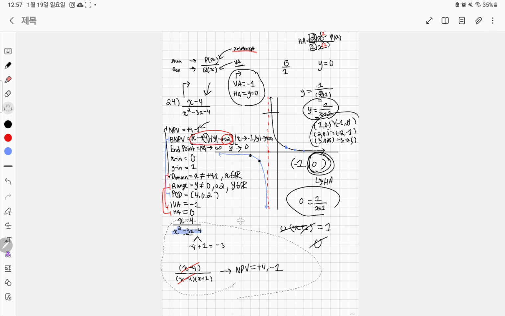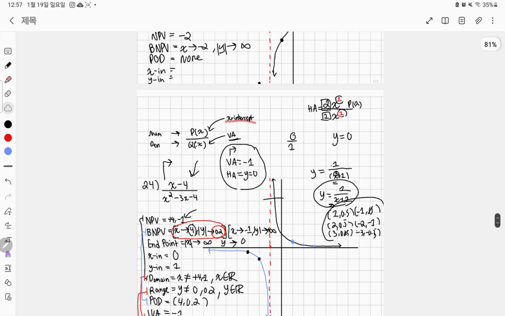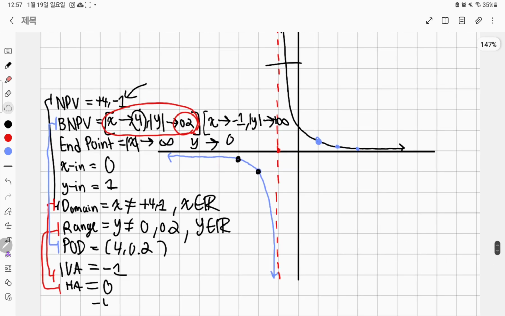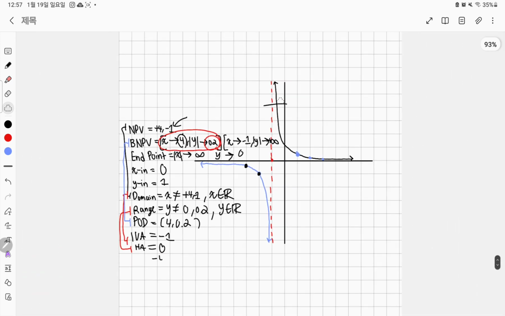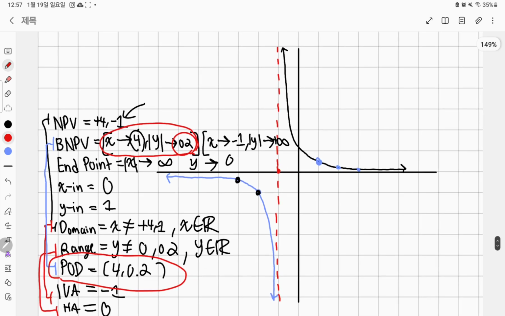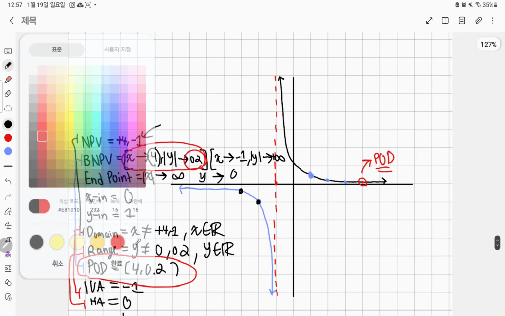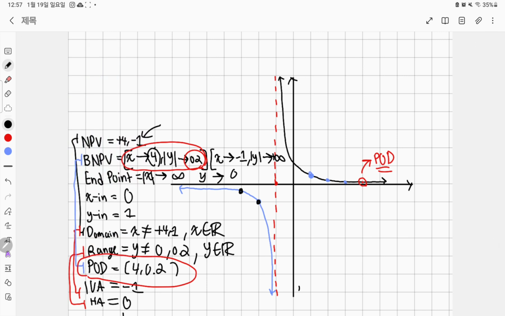Let me just erase all the unnecessary parts. Okay, so here is our final value. One last thing, you know this POD here? 4 and 0.2? 4 is going to be here and 0.2 is going to be here. So this part is our POD. Okay, and this is our final graph visualizing.